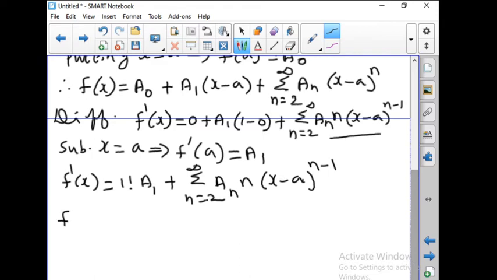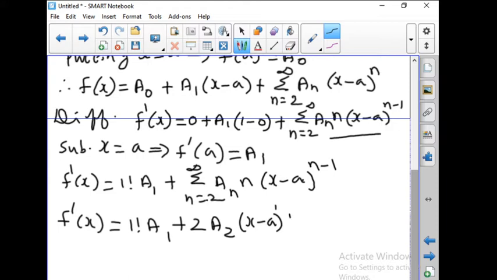So how can we write this now? f dash of x is equal to 1 factorial into a1 plus, putting n equal to 2, n is 2, so 2a2 into x minus a the whole power 2 minus 1, which is 1, plus, what comes next? Sigma n is equal to 3 to infinity n into an into x minus a the whole power n minus 1.